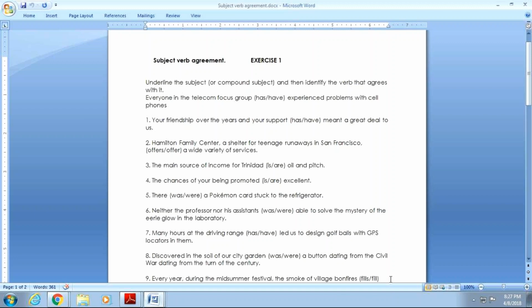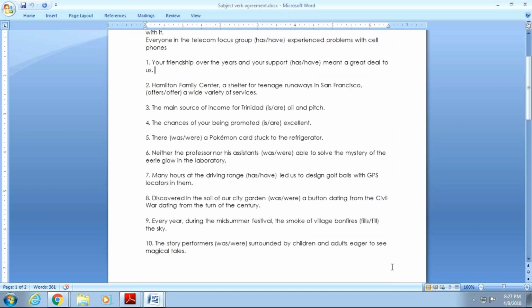And the next sentence: discovered in the soil of our city garden were a button dating from the Civil War, dating from the turn of the century. So here, what is the real subject? You have multiple subjects here. What is the real subject and what is the verb here? Button. Absolutely correct. Button is the subject, but since it's not buttons, it's button, the verb is supposed to be singular. What was discovered? If anybody asks, you're going to say the button, right? So a button, it's not buttons. Then the verb is singular, was.